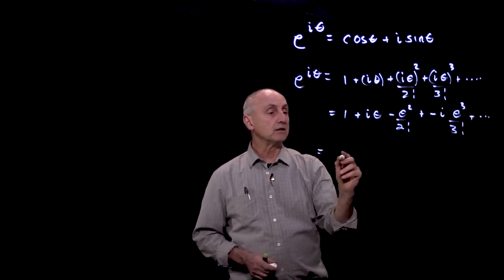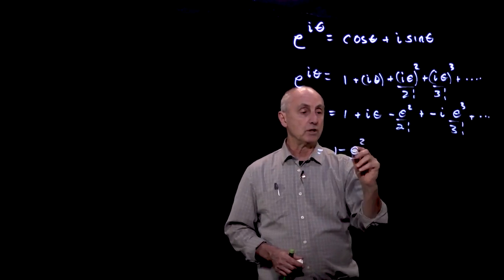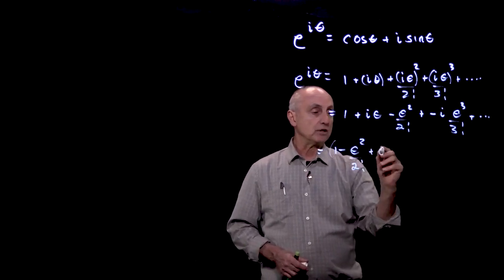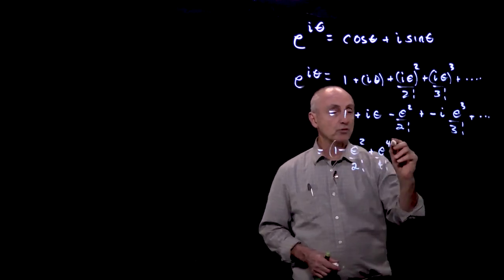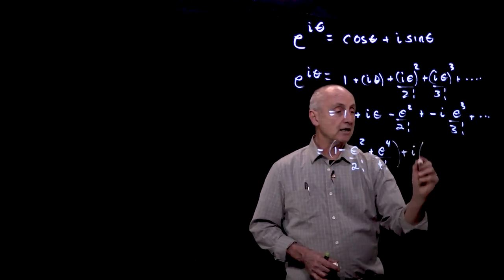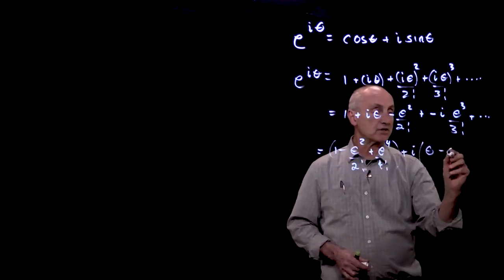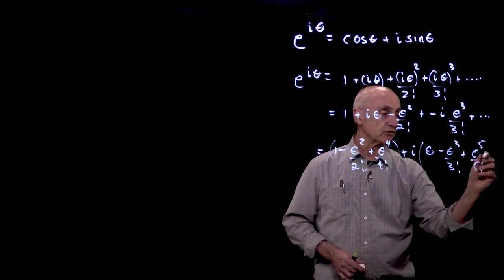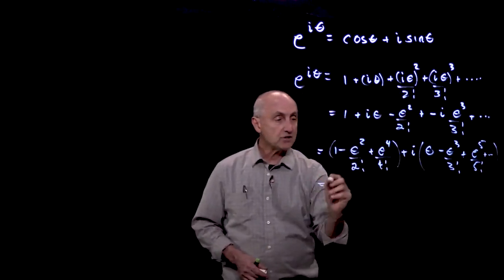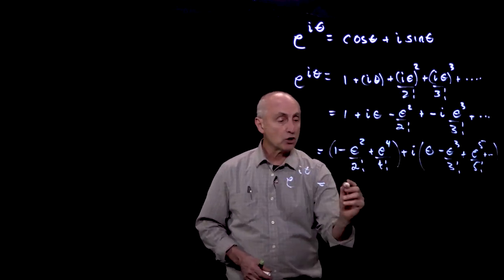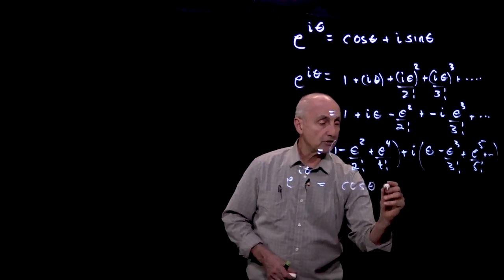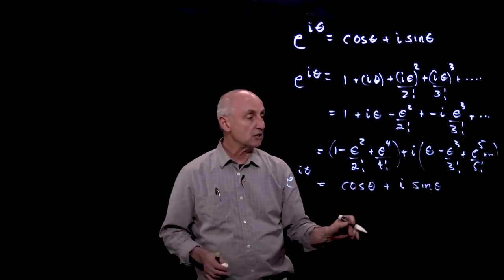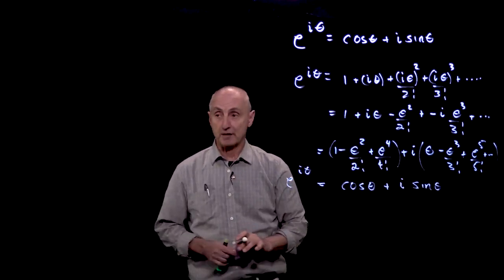And now let's collect the real and the imaginary parts. We have 1 minus theta squared over 2 factorial. The next term, I'll write it out even though we didn't put it there, plus theta to the fourth over 4 factorial, plus i times theta minus theta cubed over 3 factorial plus the next term would be theta to the fifth over 5 factorial, dot, dot, dot. And these are the separate power series for cosine of theta plus i sine of theta. And this Euler formula is one of the most important formulas in all of mathematics.